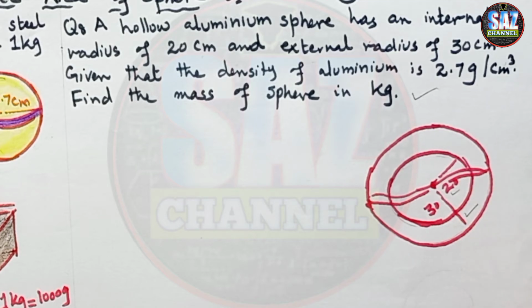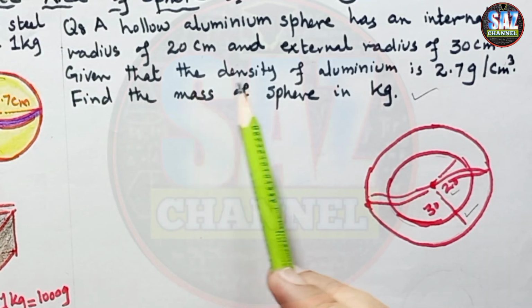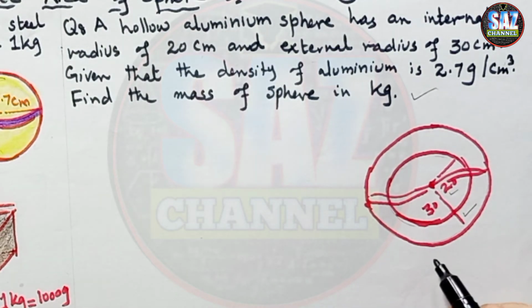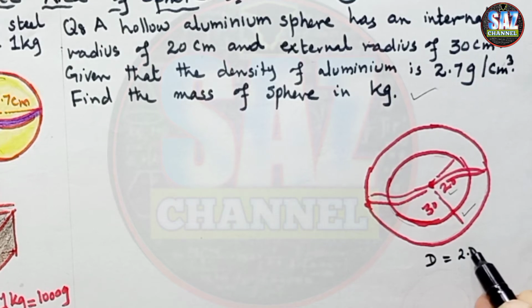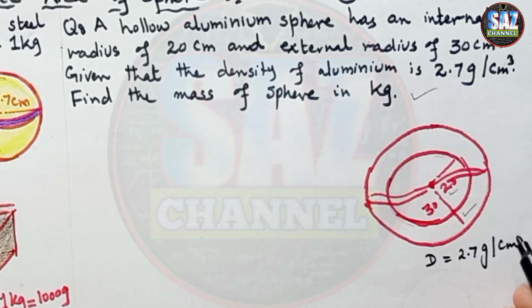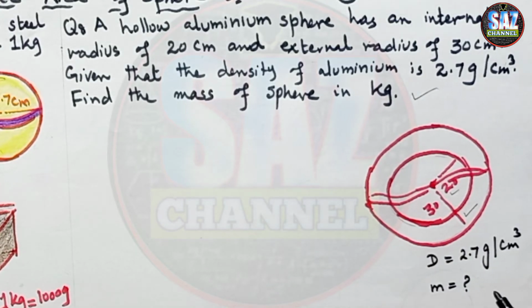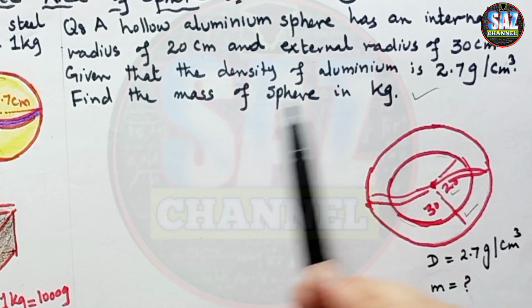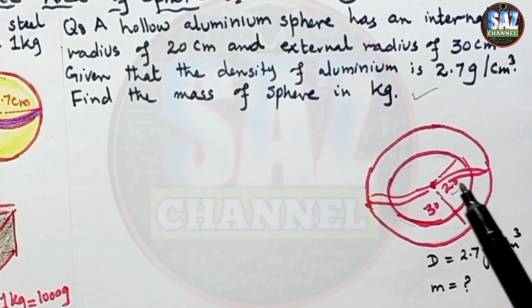Okay, and the other information given in the question is about the density of the aluminum. The density given in the question is 2.7 gram per centimeter cube. We have to find the mass of the sphere, and whatever the mass comes, we have to convert that mass into kilograms. Okay, we'll talk about how to convert the mass into kilograms later, but first let's understand how to solve the question. The hollow aluminum sphere has internal radius 20 centimeter and external radius 30 centimeter. We have to find the mass.